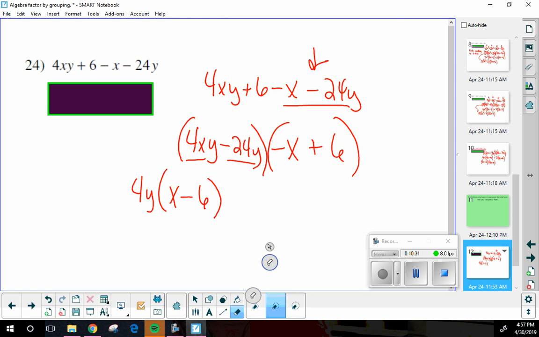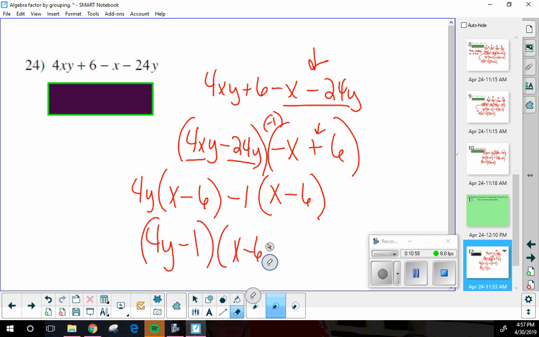And here, I'm going to pull out a negative 1, and I'll even just write it there just so you can see it. All right, negative 1 times what will give me a negative x? Oh, an x. Negative 1 times what will give me a positive 6? Oh, a negative 6. Okay, so this is going to be 4y minus 1, then, and x minus 6. And that is the end of our factor by grouping lesson.